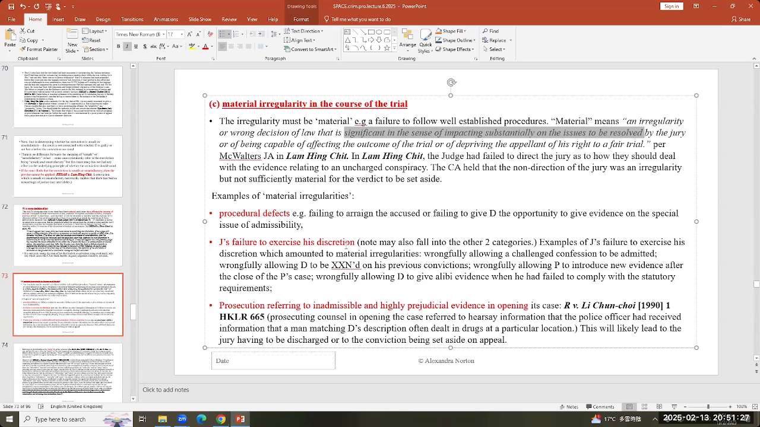In wrongly allowing the introduction of evidence. Again, that could be a wrong decision of law. Where the prosecutor refers to inadmissible prejudicial evidence in opening, then that's a material irregularity. So referring to hearsay information, that's very serious professional misconduct. And when it happens in opening the case, usually it results in the trial being abandoned and a retrial being ordered.